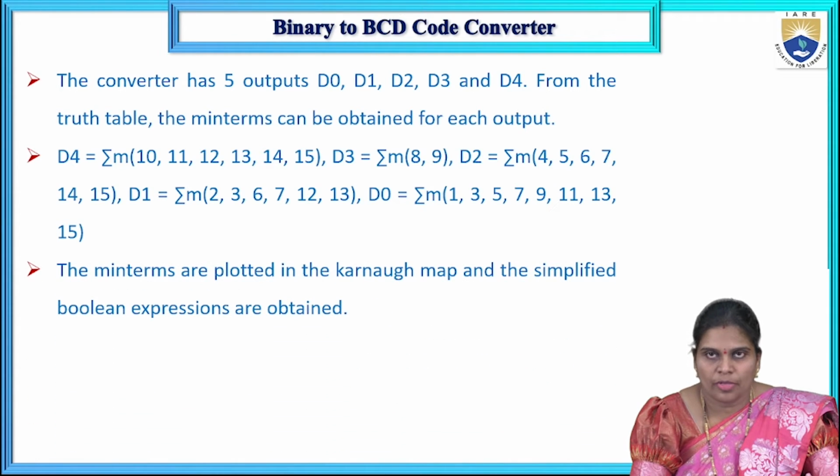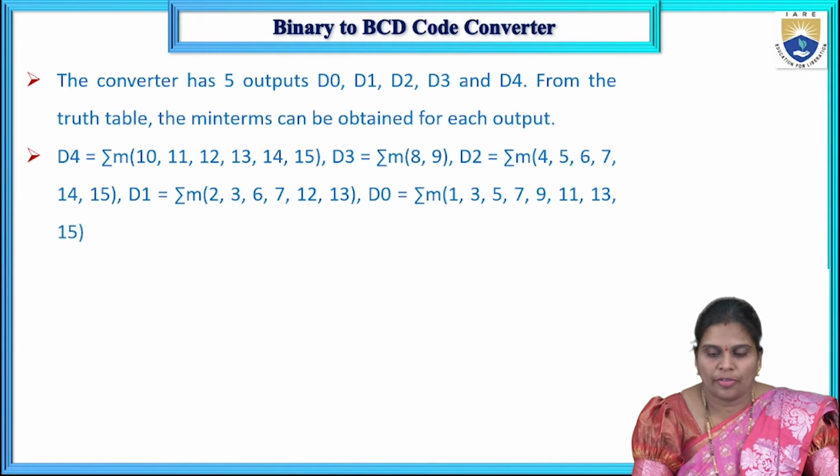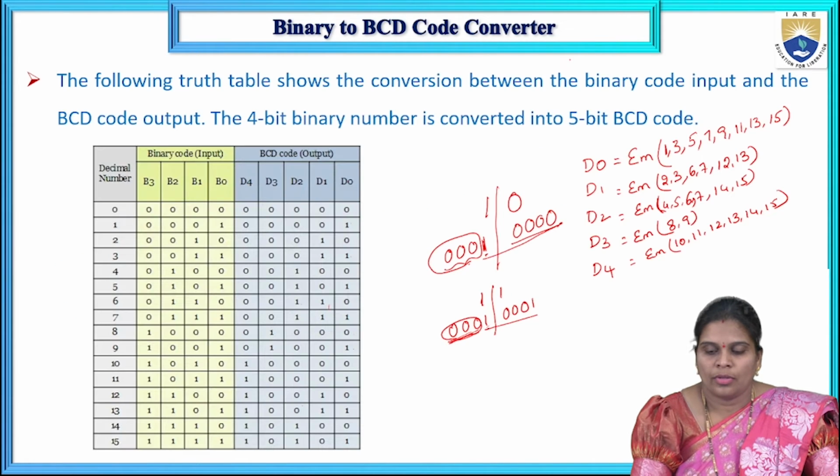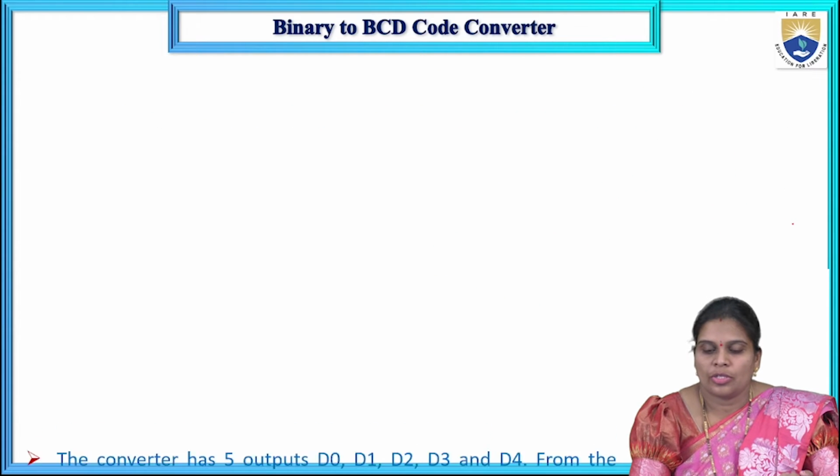Based on these minterms, we have to plot the values in the K-map. We can simplify the Boolean expression. First, let us take D4: summation M, 10, 11, 12, 13, 14, 15.